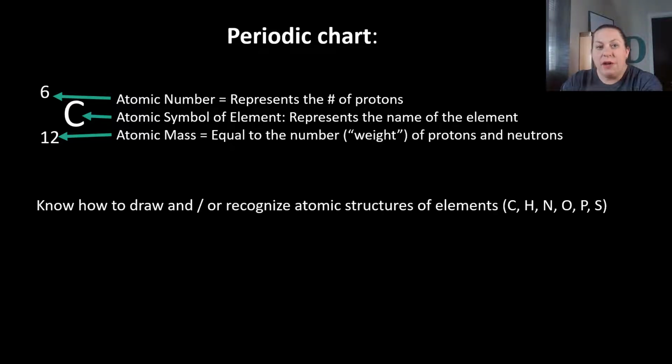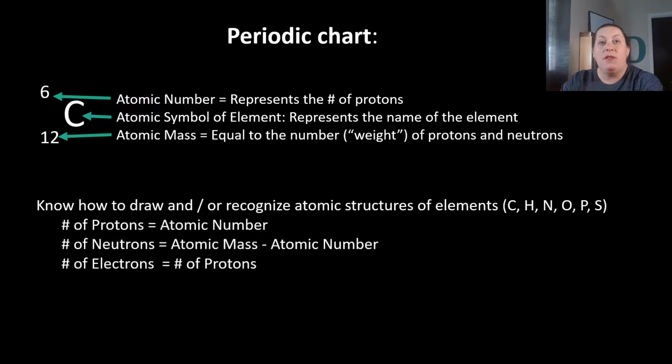So you should know how to draw and or recognize atomic structures and elements, especially when we're looking at carbon, hydrogen, nitrogen, oxygen, phosphorus, and sulfur, because those are the 6 that are the most important. Now, the big thing is you need to look at the number of protons. Remember, that's the atomic number. You also need to look at the number of neutrons, which you're going to do the atomic mass minus the atomic number, and then the number of electrons.